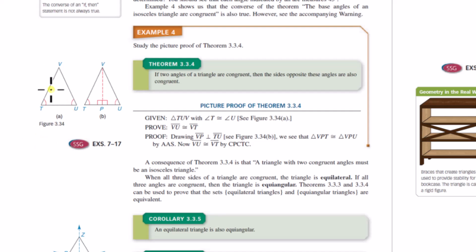Can we prove that this must mean that these two sides are congruent? Well, to do this, we want to add an auxiliary line coming from V here, which isn't like a vertex angle or anything. We don't know what V is.